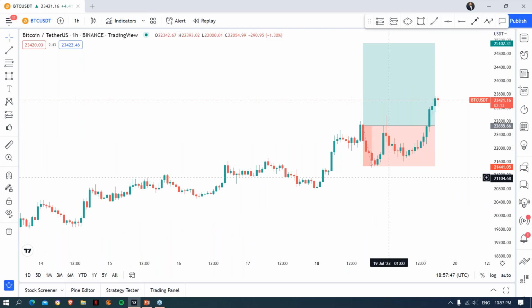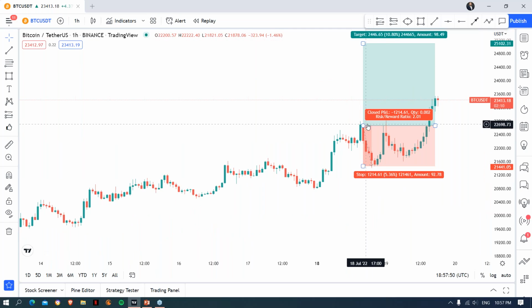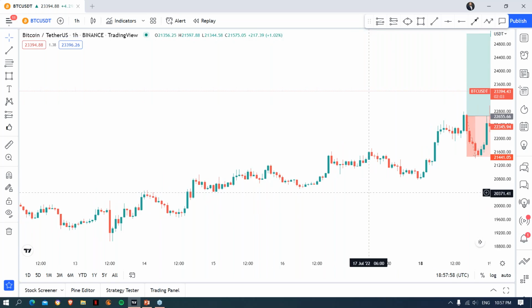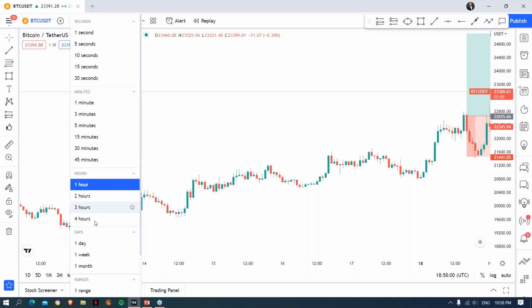right now with the market having such high movement. It jumped from around $22,700 to $21,400. So the volatility is just too high in my opinion for cryptocurrency. That's why I prefer the daily chart for cryptocurrencies.